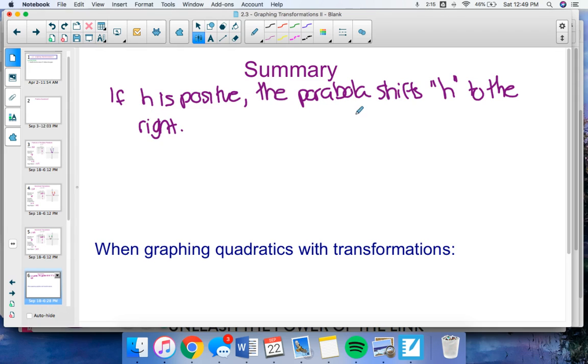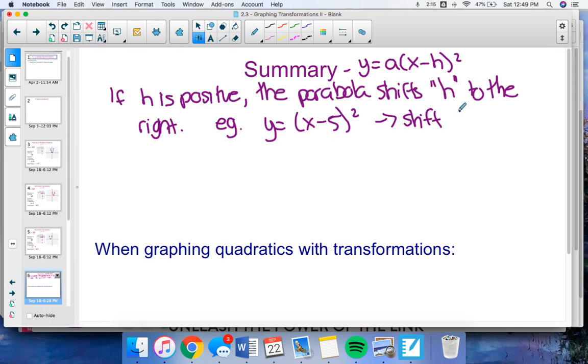Okay, so remember, our equation here is y equals a(x minus h) squared. If h is positive, the parabola shifts h units to the right. How this would look in an equation, if we have an example here, y equals (x minus 5) squared. So our h is positive, so it's going to look negative in our equation, okay? Because we're just subbing in 5 into our equation, and it's going to be negative in our equation. So this one would shift 5 units to the right.